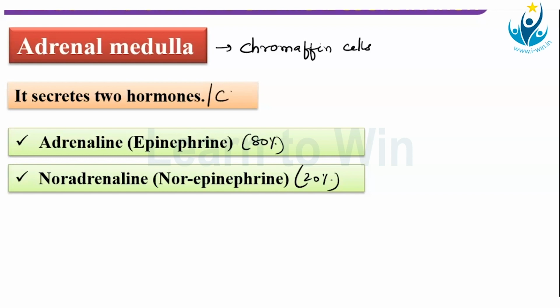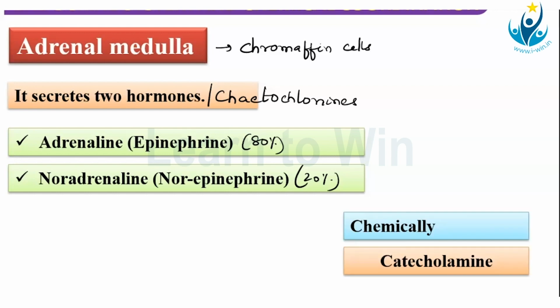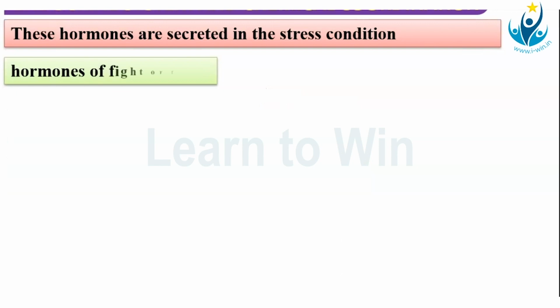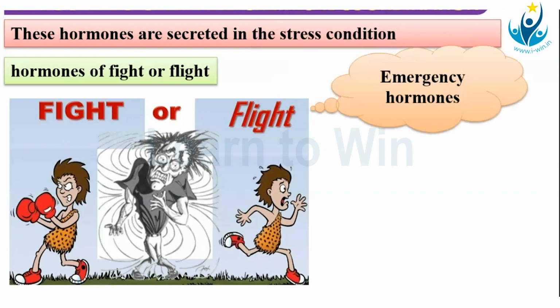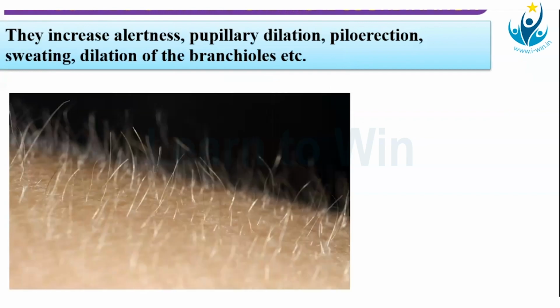These are also called catecholamines, different names. Okay, now chemically catecholamine. Now these hormones are basically secreted in stress conditions. We all know that the adrenaline hormone is called the fight or flight hormone, right? When you are worried, it will give you the tendency to either fight or just run away from there, right? So it's an emergency hormone. It increases the alertness of the body, pupillary dilation, piloerection, sweating. Piloerection is the standing of the hairs on the body, right?